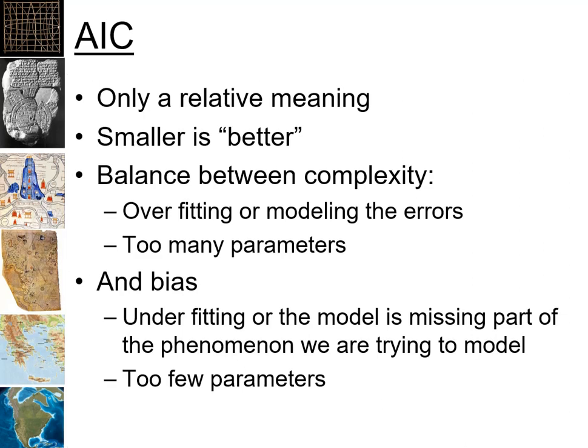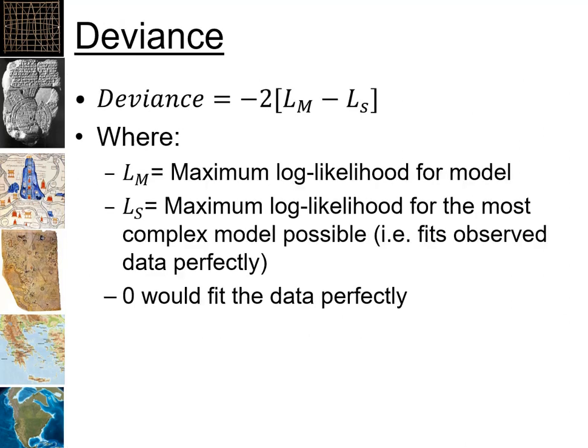A couple of other things you're going to see. One is deviance. Deviance is where we take and subtract the maximum log likelihood. Notice it doesn't have the -2 in there. That's important. Maximum log likelihood for your current model minus max log likelihood for the most complex model possible. In other words, when the model fits your data perfectly.